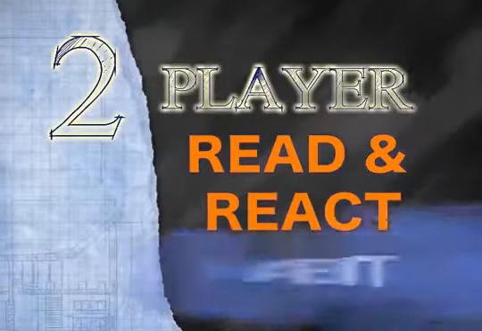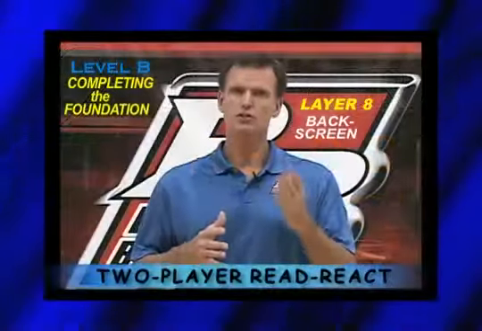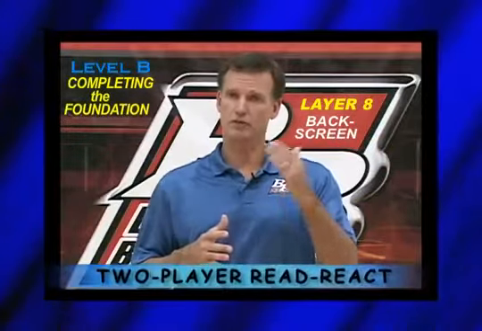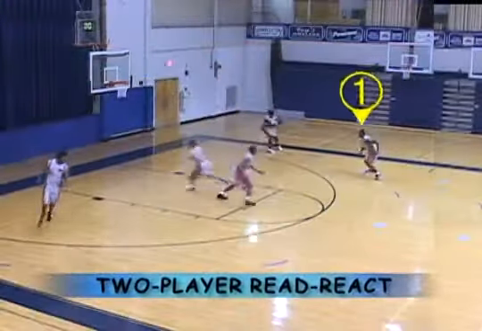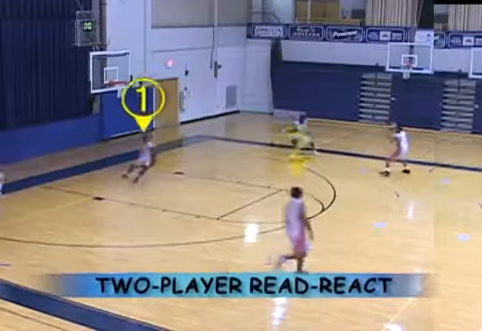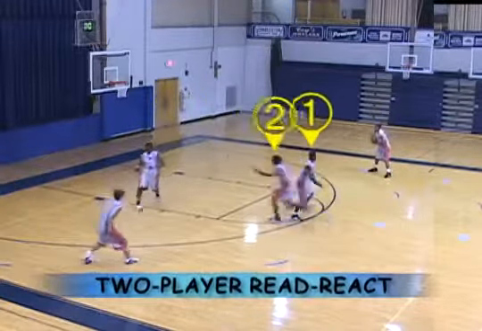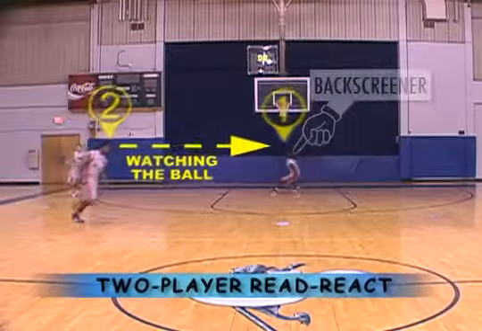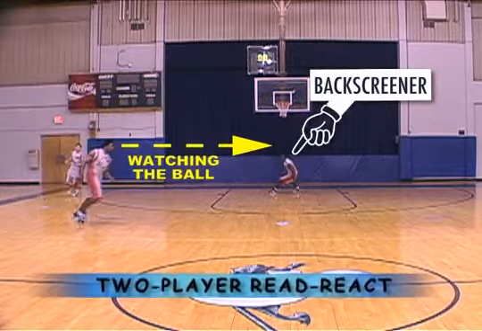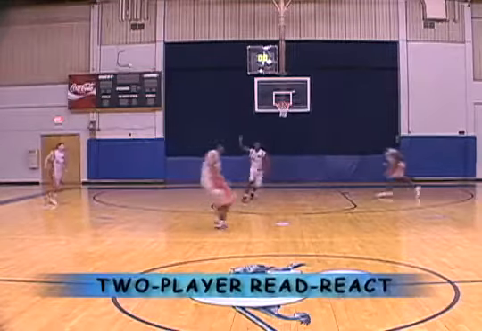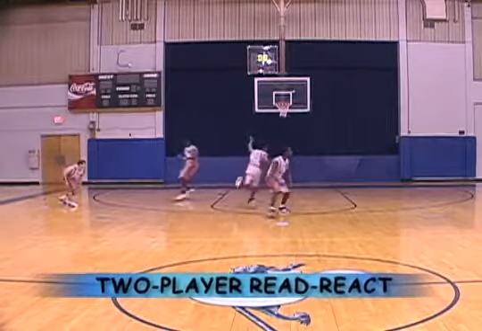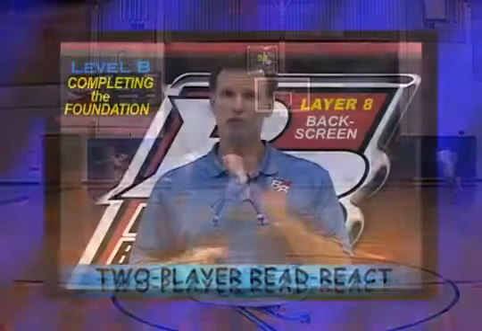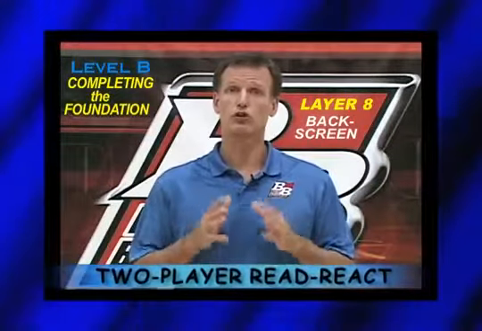Two-player read and react habit. Here's the two-man read and reaction habit for this layer. Pass, basket cut, and set a back screen as you fill out. Your teammate will be watching the ball. You've got to get his attention. Call his name and yell back screen. I don't care if the defense hears. If you don't get your teammate's attention, you'll look pretty foolish standing there waiting.